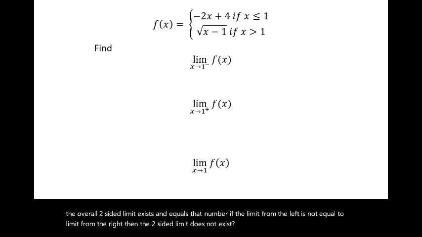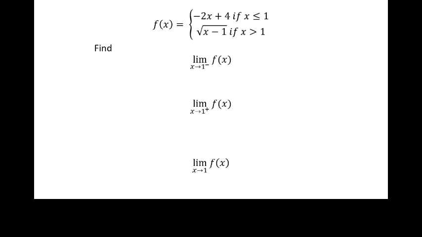So what we're going to do is take this piecewise function. It behaves like the line negative 2x plus 4 if x is less than or equal to 1. Then it behaves like the radical function square root of x minus 1 if x is greater than 1. And we're going to be finding the limit at that breaking point 1.